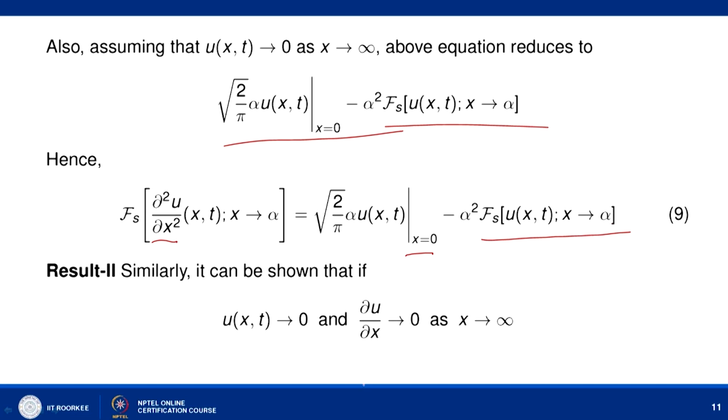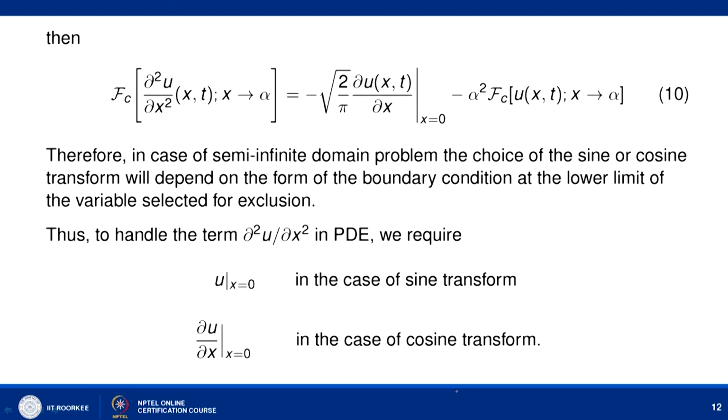And in a similar way we can prove the second result, that if u(x,t) tends to 0 and ∂u/∂x is tending to 0 as x tends to infinity, we can write the Fourier cosine transform of ∂²u/∂x² is equal to minus root 2 upon pi, ∂u/∂x defined at x equal to 0, minus alpha square Fourier cosine transform of u(x,t).